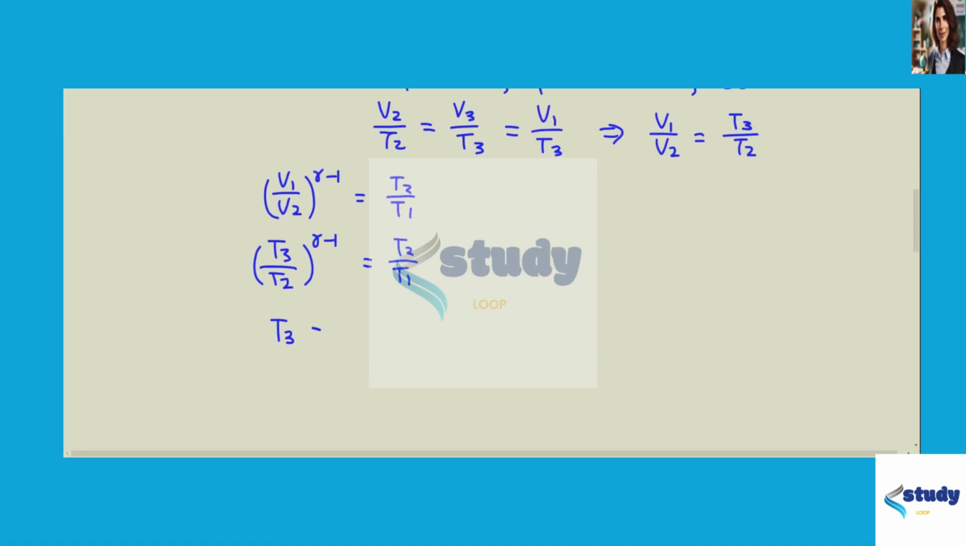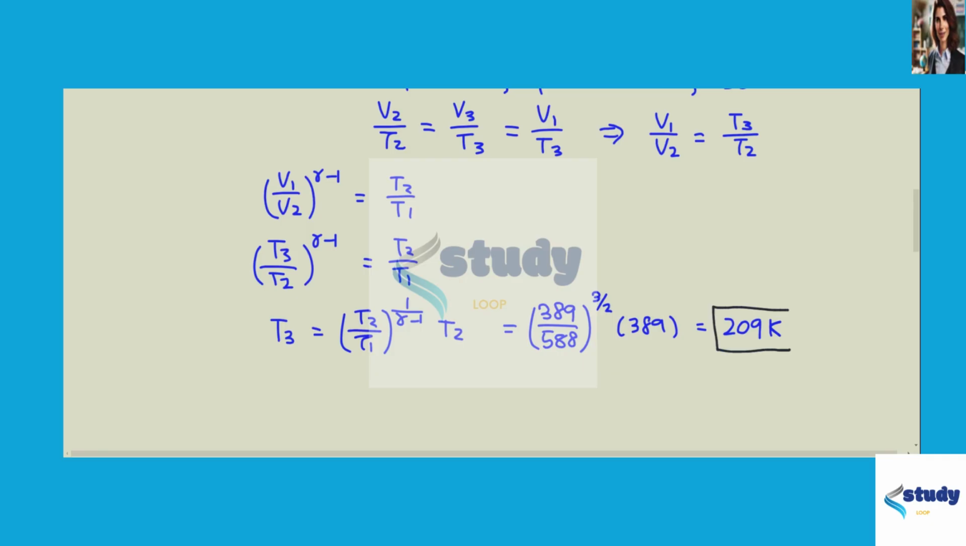Then T3 is equal to T2 over T1, to the power 1 over gamma minus 1, times T2. You substitute the numbers. T2 is 389, T1 is 588, gamma is 5 over 3 and you get 3 over 2 here, and you multiply by T2, 389, and you get 209 Kelvin. So this is the answer for T3.